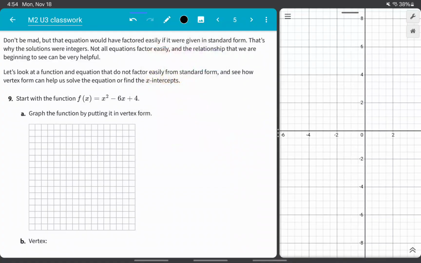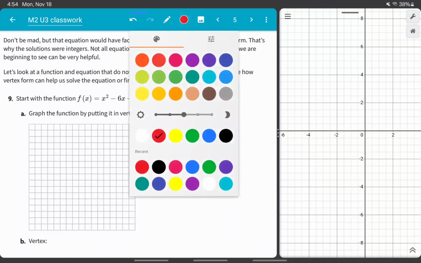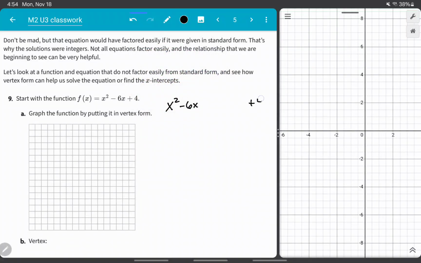So let's start with my x squared minus 6x. I'm going to scoop my plus 4 over here. I'm going to take half of negative 6, which is negative 3. I'm going to add negative 3 squared and subtract negative 3 squared. So when I add it and subtract it, that's going to cancel it out.